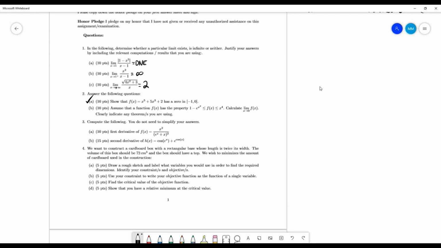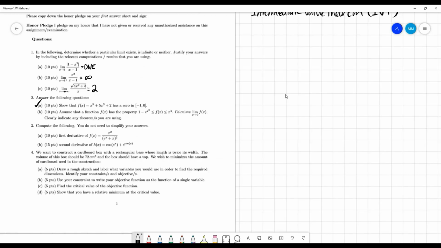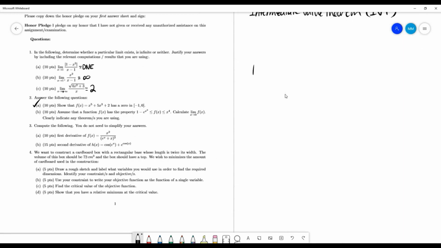But let's move on to the next one. It says assume that a function f has the property 1 minus e to the x squared is less than or equal to f of x, which is less than or equal to x to the 4th. And we want to calculate the limit as x approaches 0 of f of x.